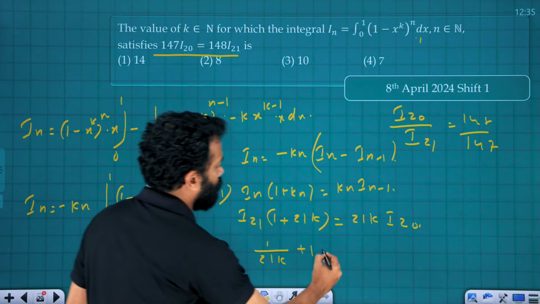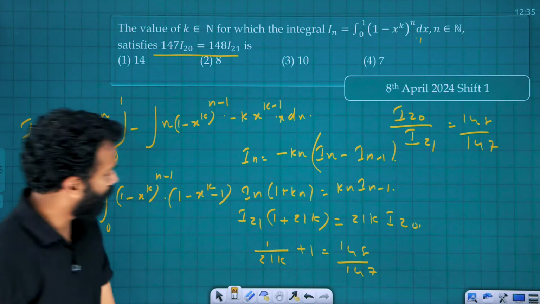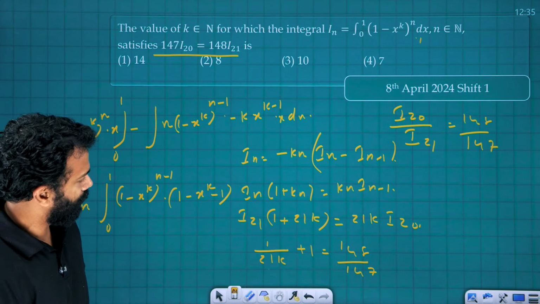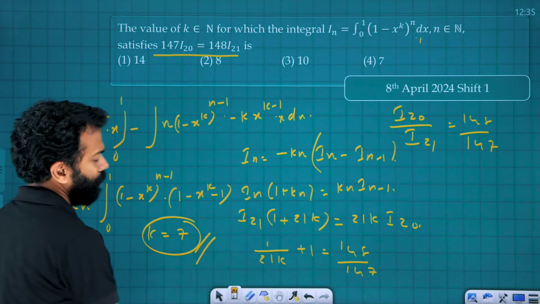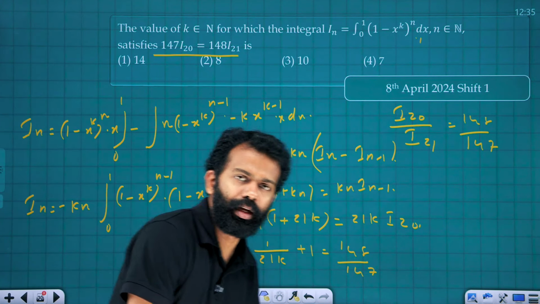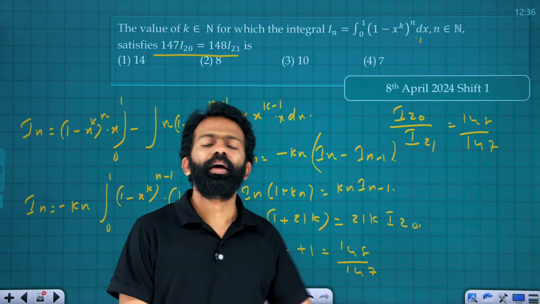And that is equal to 148 divided by 147, and if you cross multiply and simplify you will get the value of k. What is it? k is equal to 7. A very easy and doable question. Okay, hope you got the idea here, and so that's it. That's our conclusion regarding this topic.